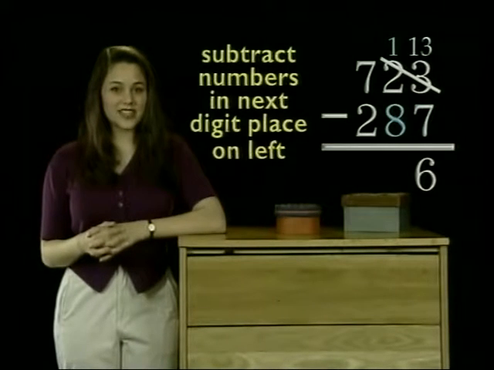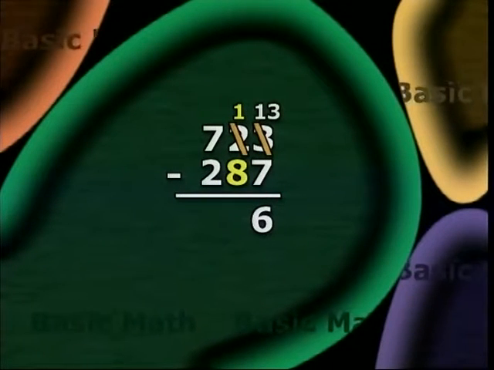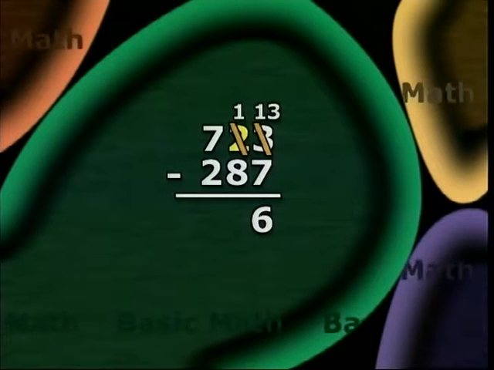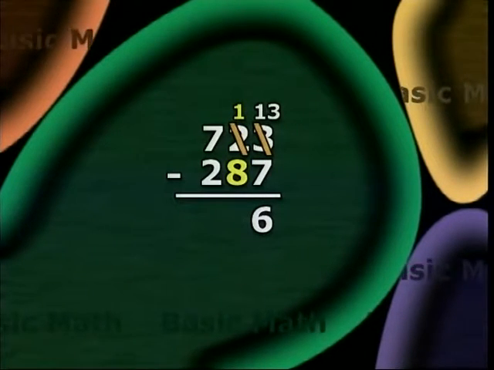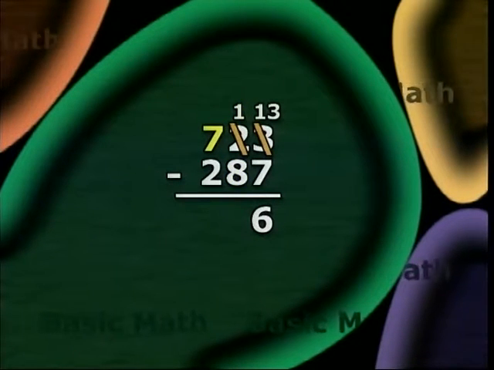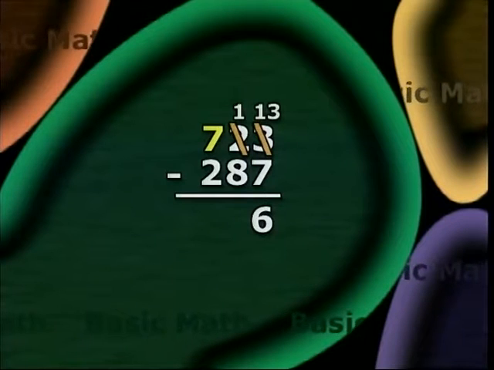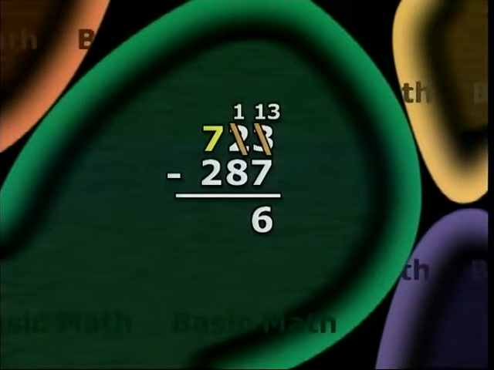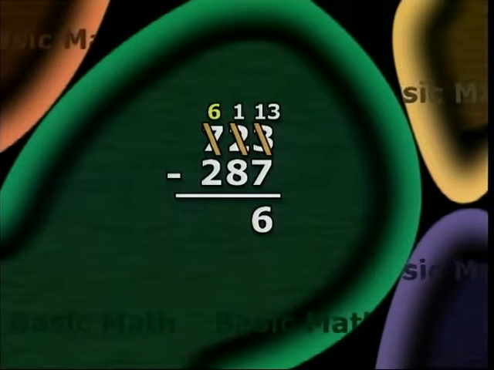Now we'll subtract the numbers in the next digit place on the left. We have to subtract the numbers in the tens place. Remember, we borrowed 1 from the 2, so in the tens place, we have 1 minus 8. Again, we have to borrow from the digit place to the left in order to have a positive result for the tens place in our answer. So we subtract 1 from the 7 in the hundreds place, making it 6 now.